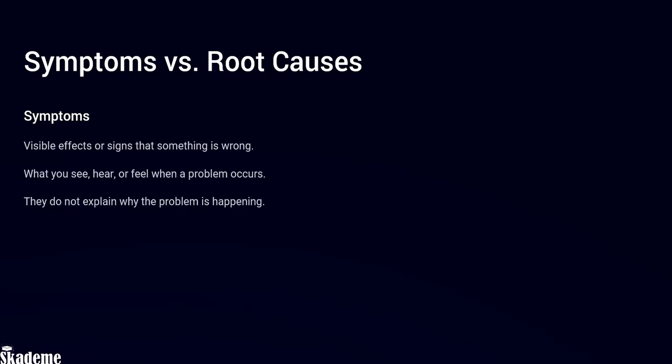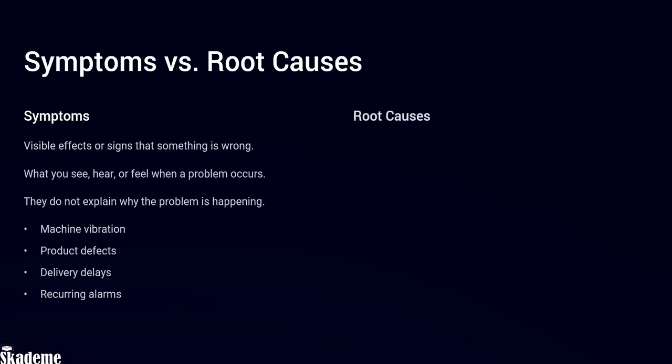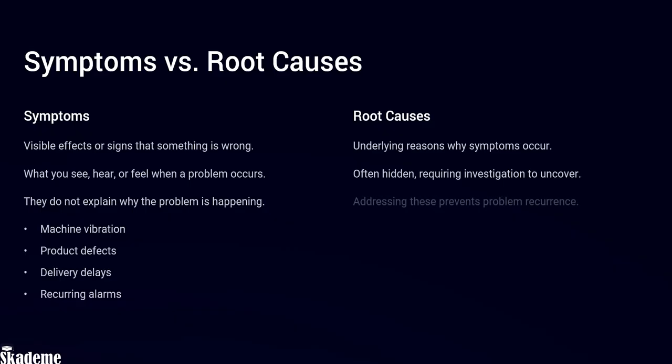Examples of symptoms: a machine is vibrating, a product has defects, there is a delay in delivery, an alarm keeps going off. On the other hand, root causes are the underlying reasons why symptoms occur. They are often hidden, requiring investigation to uncover. Addressing the root cause prevents the problem from happening again.